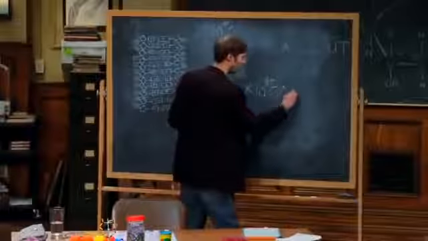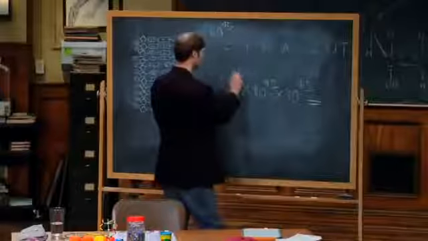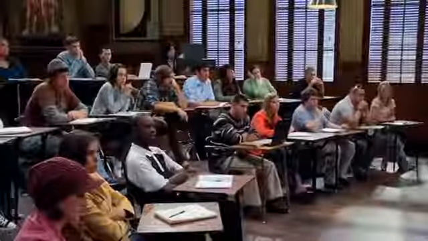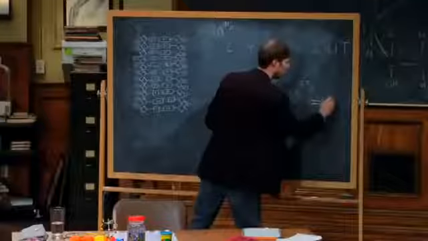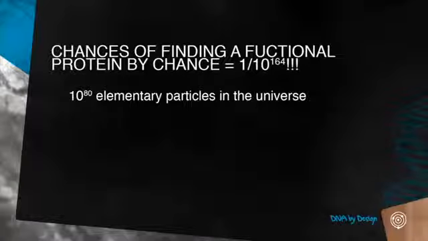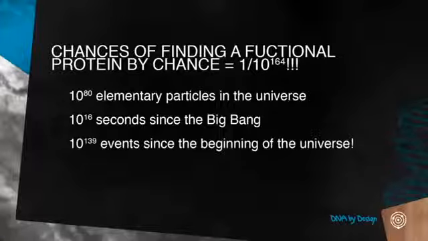Oh my goodness. So the odds of building even a short functional protein by chance alone is 74 plus 45. You remember how you do this in math? You can add the exponents if you're multiplying exponential numbers. 164. Thank you very much. Okay? Wow. Now, can anyone get their mind around a number that big? There's only 10 to the 80th elementary particles in the entire universe. There's only 10 to the 16th seconds since the Big Bang. There's only 10 to the 139th total events since the beginning of the universe.